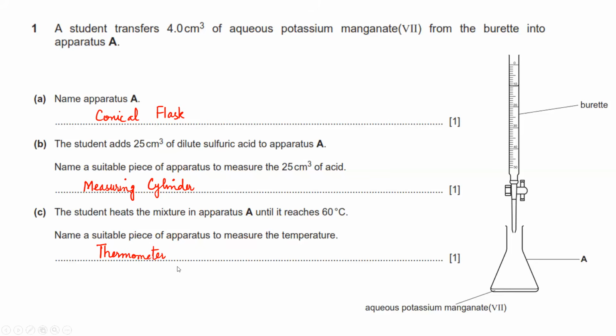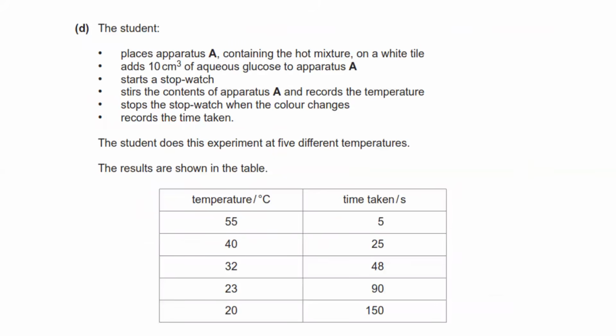Okay. So next, moving ahead, part D, it says a student places apparatus A containing the hot mixture on a white tile, then adds 10 cm³ of aqueous glucose to apparatus A, starts the stopwatch, stirs the contents of A and records the temperature, and stops the stopwatch when the color changes, recording the time taken. The student does this experiment at 5 different temperatures. The results are shown in the table.